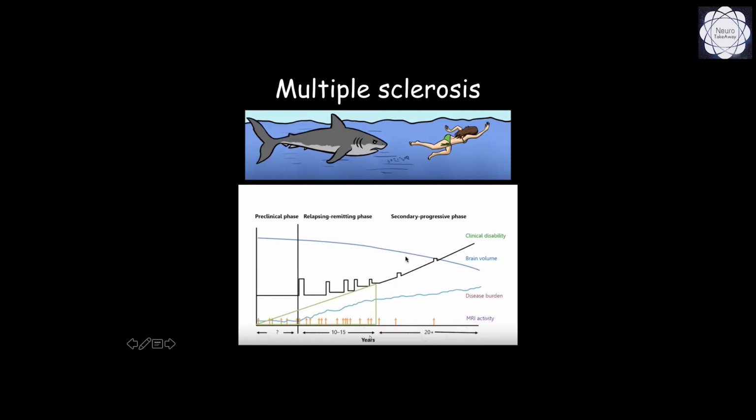But after some years, 10 years, 15 years, the process becomes less active on images, but there is evolution, a steady evolution regarding the loss of brain volume, which is very worrisome because it's associated with cognitive decline. These processes are believed to coexist from the beginning, but the neurodegenerative phase is more associated with the chronic progressive pattern of the process.